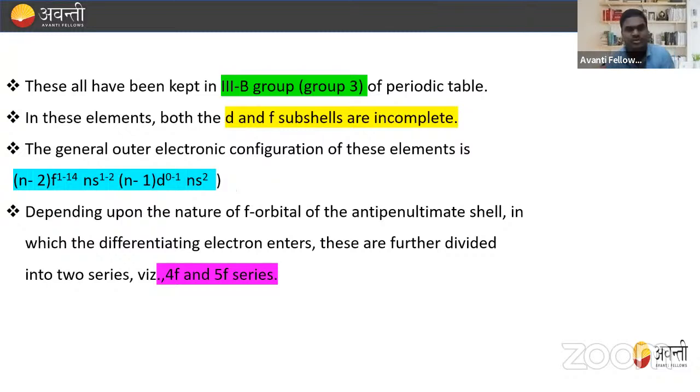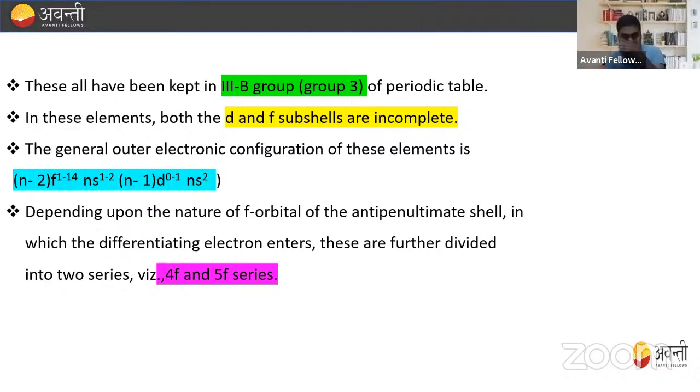Okay, let's look at some general features of this block of elements. These have all been kept in the third group, group 3 of the periodic table. In these elements, both the d and f subshells are incomplete, right? Now, what is the general electronic configuration of these elements? The general electronic configuration is (n minus 2) f1 to 14, (n minus 1) d0 to 1, ns2, right? So these are the general outer electronic configurations of these elements.